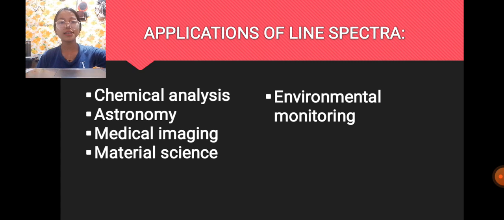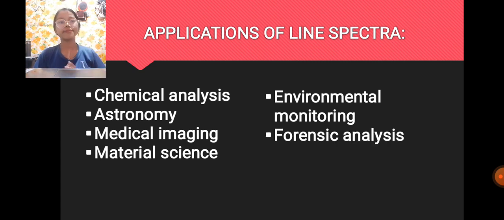Okay, so the next application of light spectra is forensic analysis. The light spectra are used in forensic analysis to identify and compare trace evidence found at crime scenes. By analyzing the light spectra of samples, forensic experts can determine the origin and composition of materials to assist in criminal investigations. So that is the application of light spectra in forensic analysis.